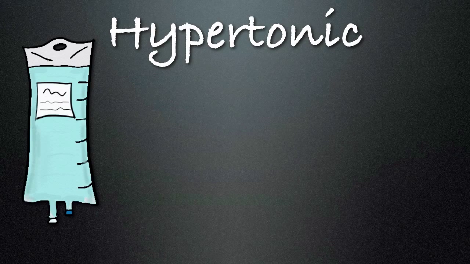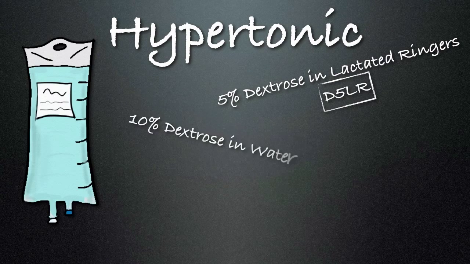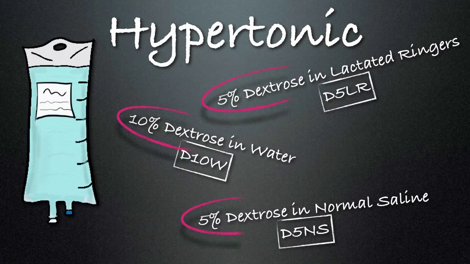Examples of commonly used hypertonic solutions are 5% dextrose in lactated ringers, D5LR, 10% dextrose in water, D10W, and 5% dextrose in normal saline, D5NS. If you note, it is the addition of dextrose to these solutions which make them hypertonic, which leads to one last thing we have to talk about: dextrose solutions.